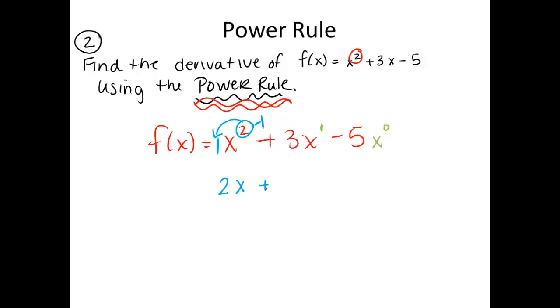The next thing I'm going to do is the next term. So 1 times 3 is 3. And then I'm going to subtract, and I get x to the 0, so I don't want to write that. Then I'm going to take 0 times 5 is 0, so that's gone. So my answer is f prime of x equals 2x plus 3. Now that was only one example, so let's try another one and maybe you'll catch on.